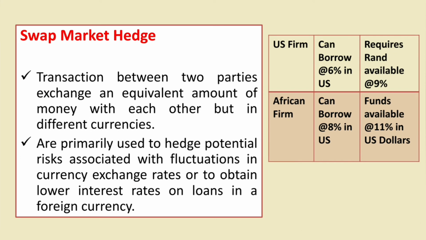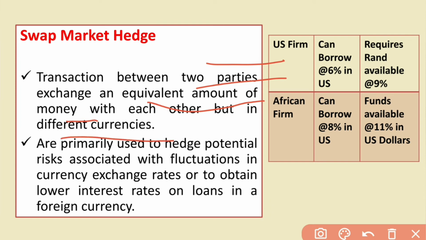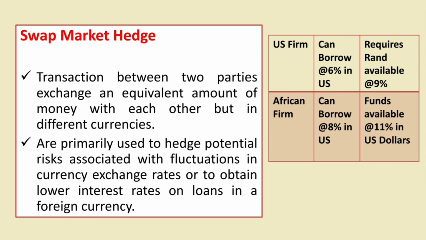So let's understand the meaning. The transaction between two parties, we've understood. Exchange an equivalent amount of money with each other but in different currencies first, and these are primarily used for the potential risk associated with fluctuations in currency exchange rates or to obtain lower interest rates on the loans in the foreign currencies, right? I hope you've understood the meaning of swap markets.